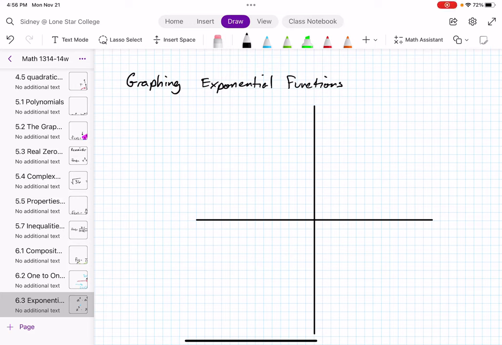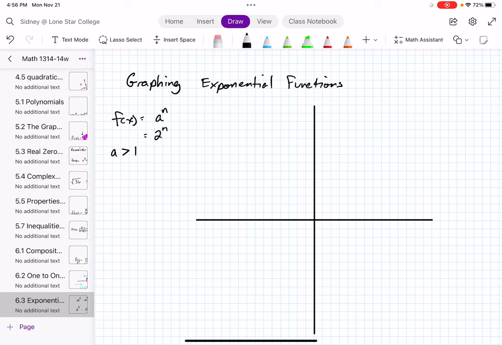So in graphing exponential functions, we're going to look at graphing them. There's two categories. And the first category is when your base number, so if I have f of x equals a to the power of n, the first category is when a is greater than 1. So for example, 2.